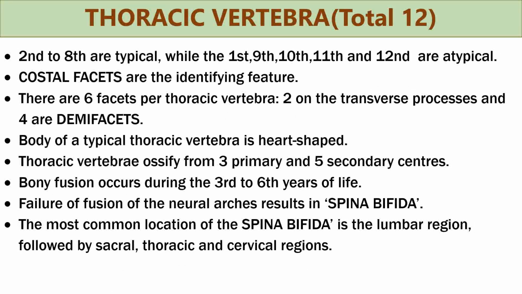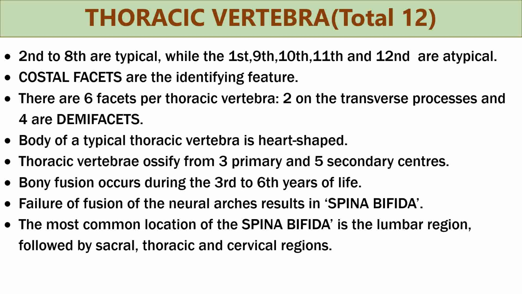There are 12 thoracic vertebrae. The second to eighth are typical, while the first, ninth, 10th, 11th, and 12th are atypical. The presence of costal facets on the sides of the vertebral bodies is the identifying feature of the thoracic vertebra. There are 6 facets per thoracic vertebra, 2 on the transverse processes and 4 demifacets. Demifacets are the facets which articulate with a rib.